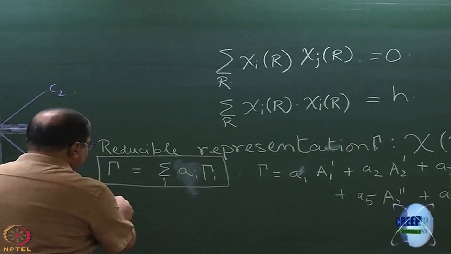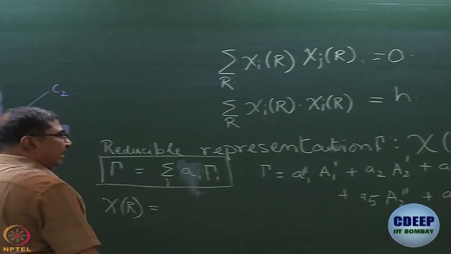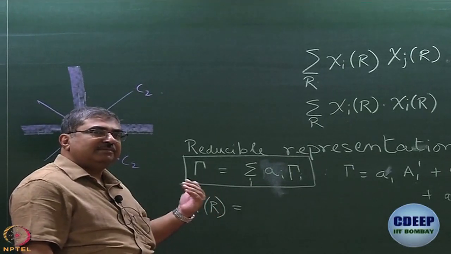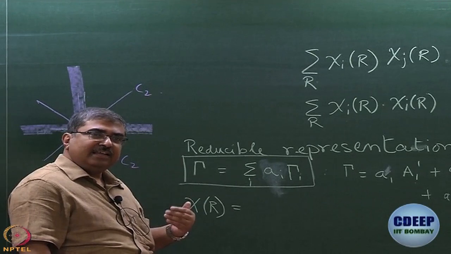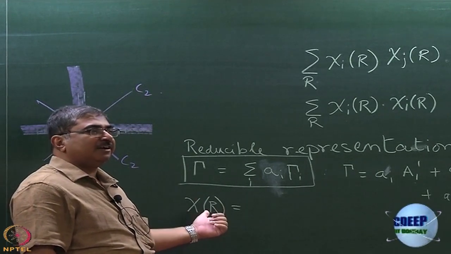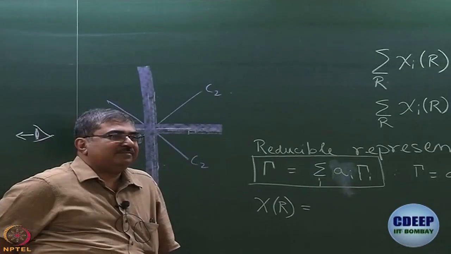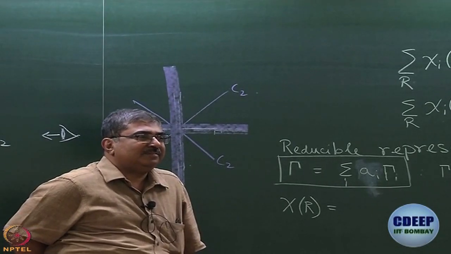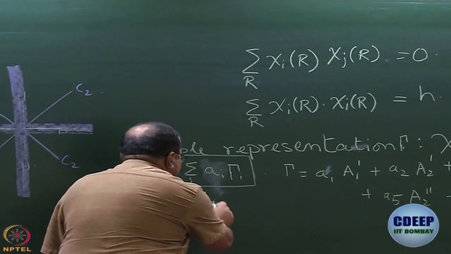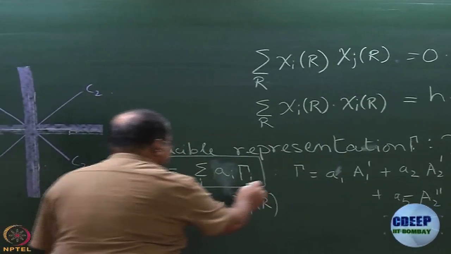Can you tell me how I will be able to write chi of R in that case? Chi of R is the character for the symmetry operation R in the reducible representation. What will be the expression for chi of R? Starting from here, I will write it, see if that makes sense. Sum over i, a_i, chi i of R. Does this make sense?